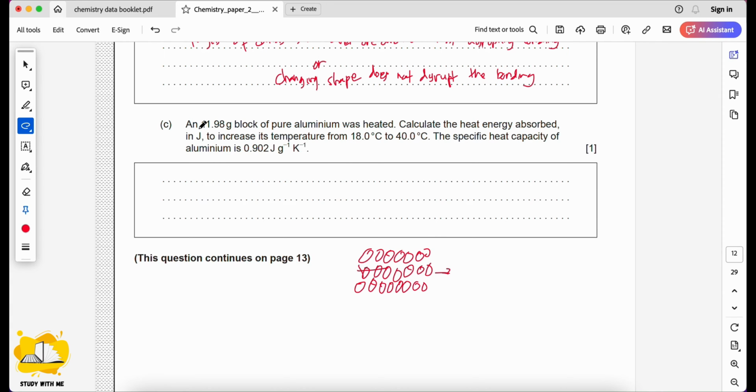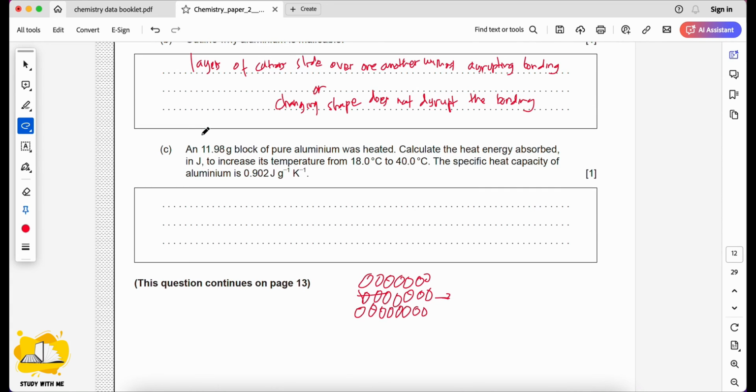So the next one: an 11.98 gram block of pure aluminum was heated. Calculate the heat energy absorbed in joules to increase its temperature from 18 to 40. The specific heat capacity of aluminum is 0.902. So it will be Q = mcΔT. It's 11.98 grams times specific heat capacity, which is 0.902, times the difference in temperature. You will get 238 joules.